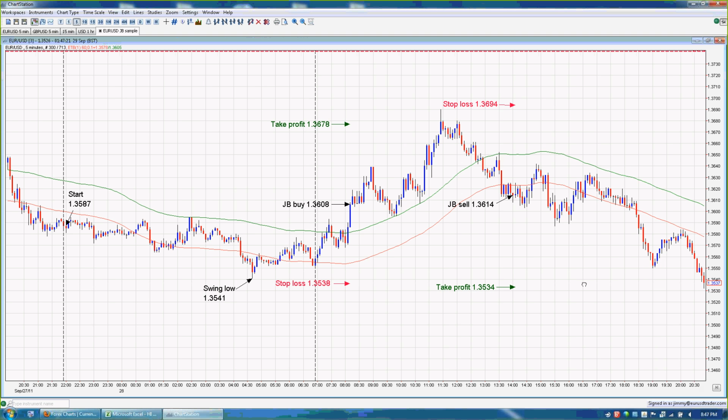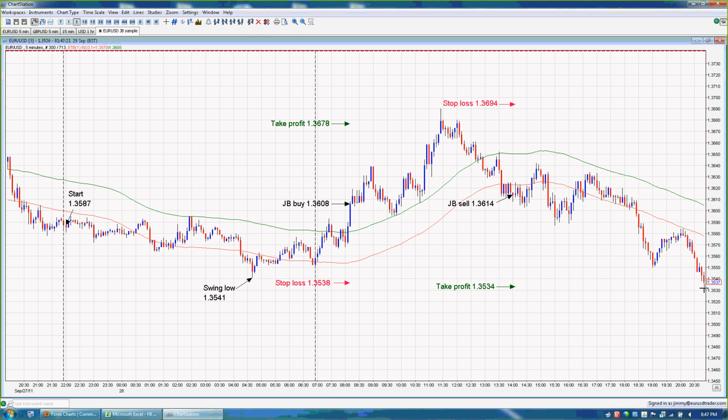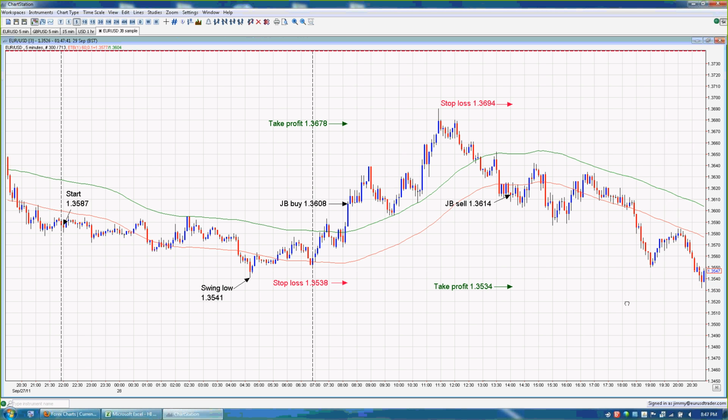Now, for the rest of the day, what you want to realize is, as of here, you remember you've met your swing requirement, you've met your bar requirement, so the next time it goes above here, you're going to get a buy signal. So that's going to be your next signal. So the thing to remember about Jimmy's bands is you can only get one signal at a time.